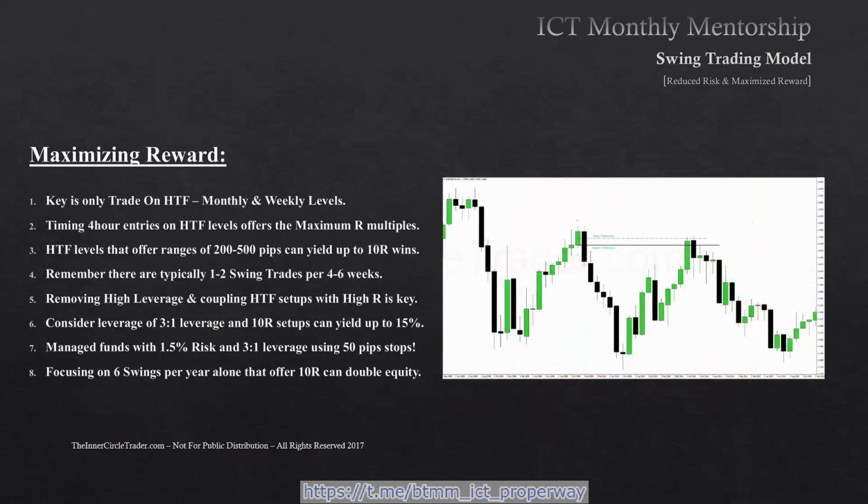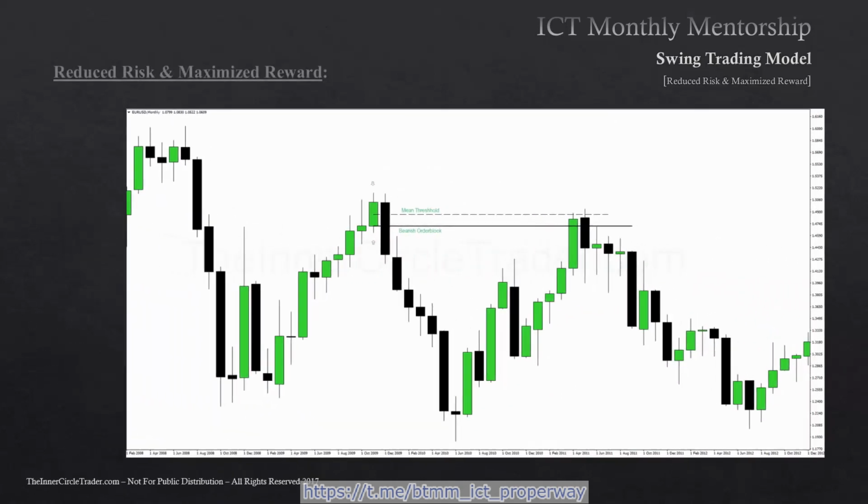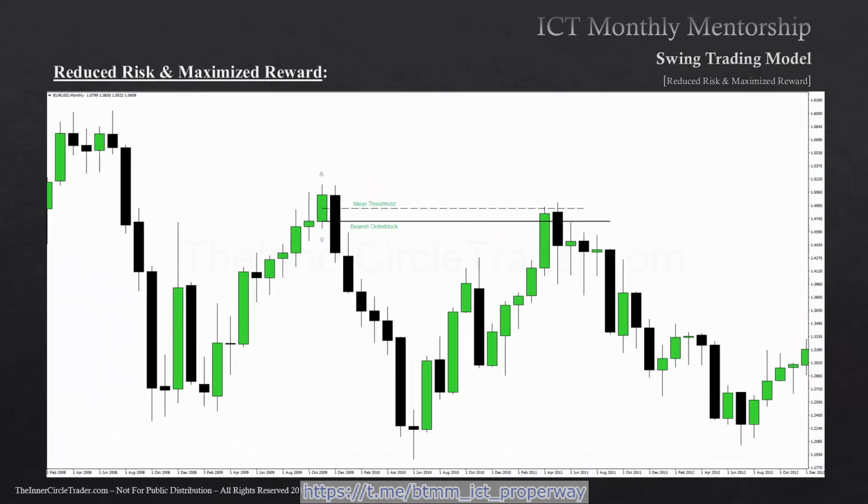All right, we're going to take a look at an example here and start giving you some ideas how you can flesh this out by maximizing reward and reducing risk. In this example, we're going to be looking at the euro dollar. And I want you to take a look at this high here. The high was formed in 2011 in April. And we're using an old monthly high. So we're high in the range.